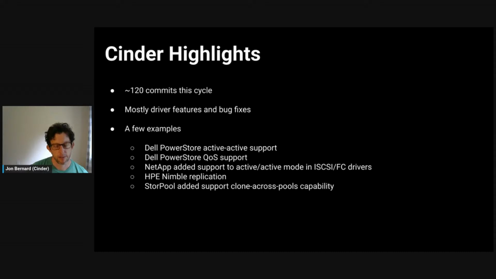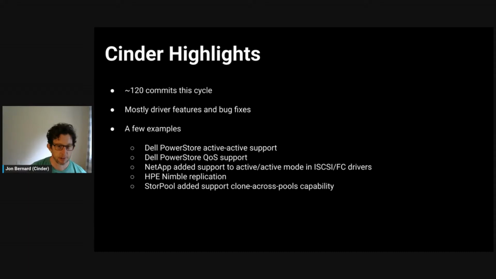So some examples of what was merged during this cycle: the PowerStore and StorPool drivers saw a lot of commits. Some noteworthy things were active-active support. Active-active refers to the high availability configuration where multiple drivers are running simultaneously, and they're able to accept API requests for volumes without stepping on each other's toes. So having active-active support is incredibly valuable for enterprise class deployments. Also, QoS support for the PowerStore driver, which allows you to set I/O read and write limits for particular volumes and pools, and control resources on those backends.